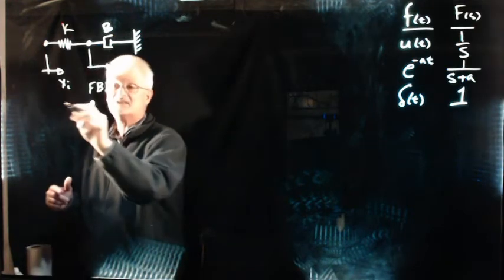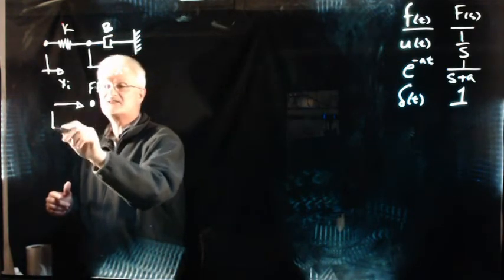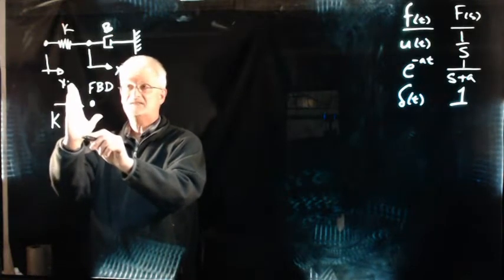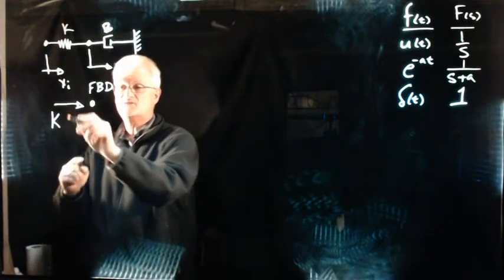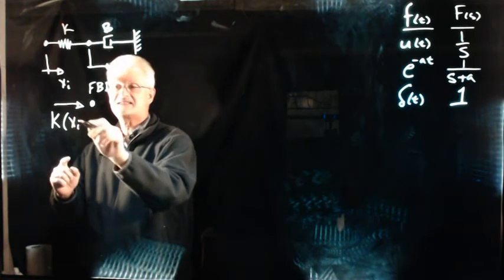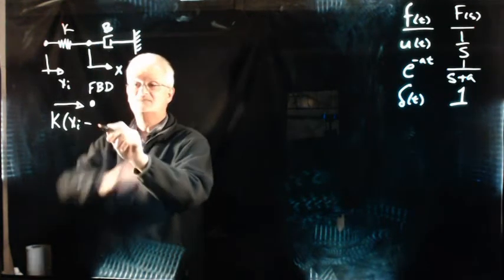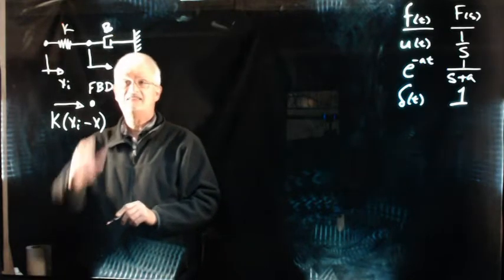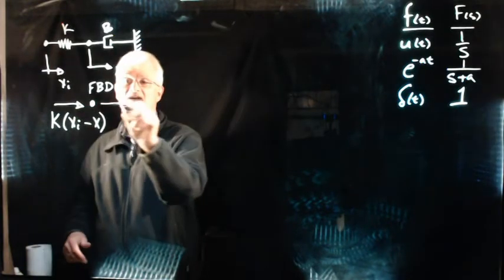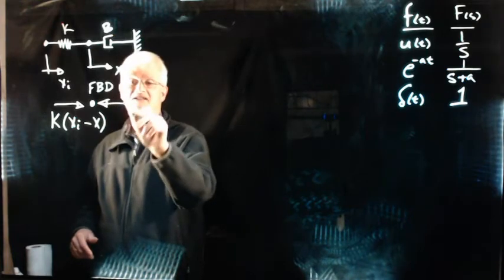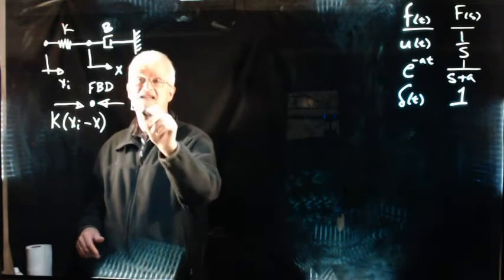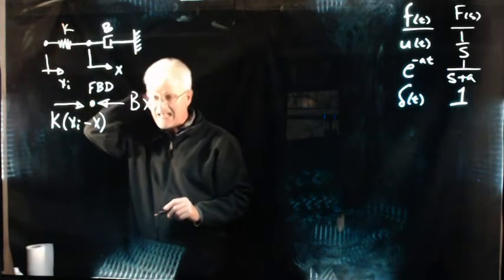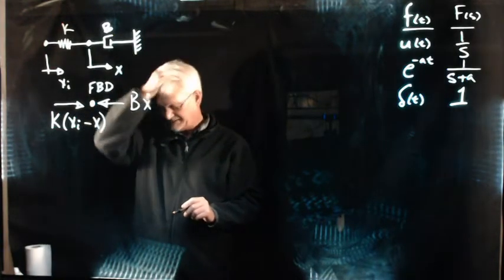What I could do is put a spring force here. This is K, and this is K. If I move the spring towards this thing, I'm going to get a bigger force. This is K times xi, and if I allow x to move, then it's going to be minus x. And then as I move x, I've got another force that's going to be b times x dot.